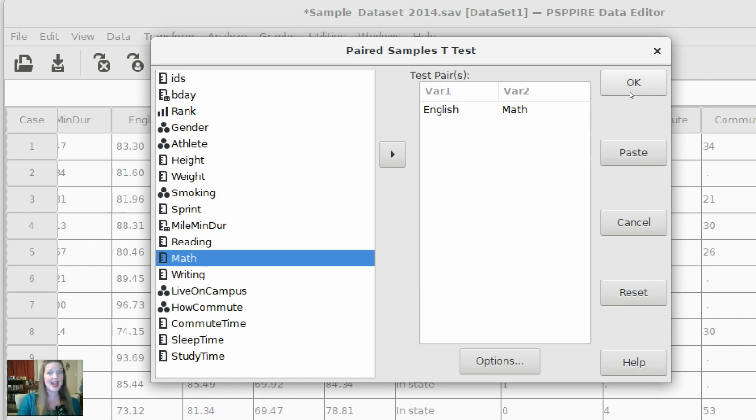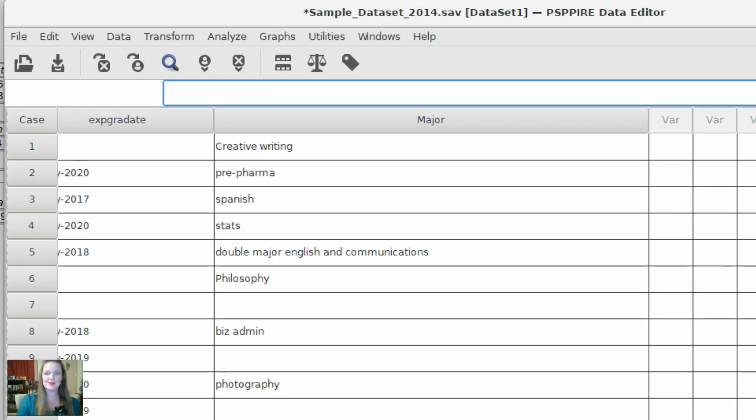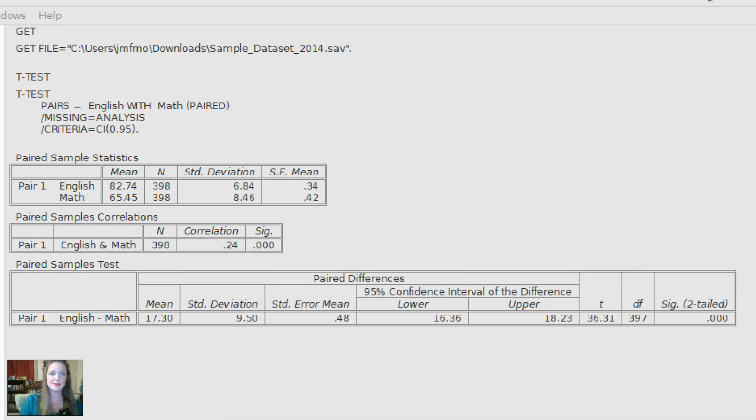So then I'm going to click OK. Left click. And then this is the output that you'll see in that separate PSPP output file. Here we can see that there was a 17-point difference in scores between the English and the math scores. That's the average difference between pairs, with this standard deviation of 9.5. So this is what I call D bar in my class, and this is S sub D in my class as well.